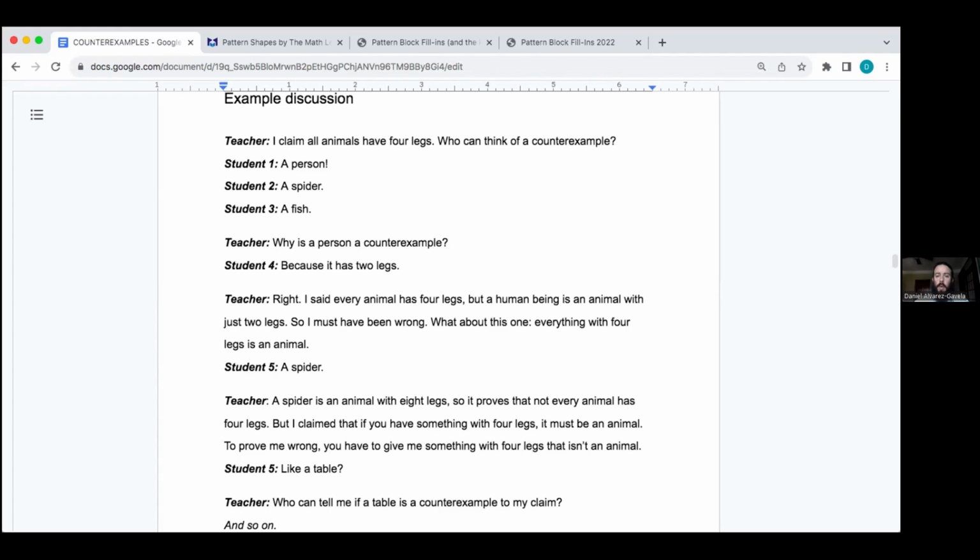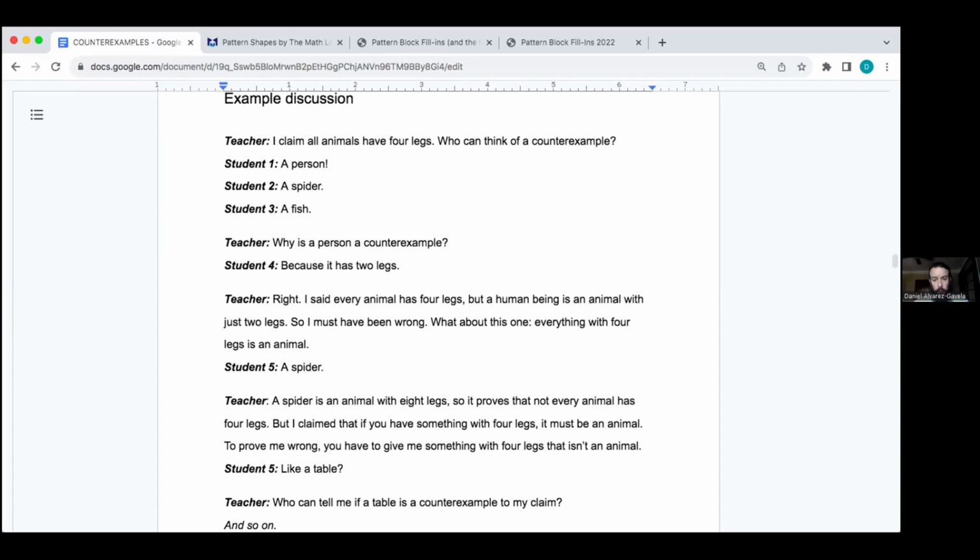And then the teacher says, right. The teacher can clarify to the rest of the group, because maybe not everyone understood it right away, why it's a counterexample. I said every animal has 4 legs, but a human being is an animal with just 2 legs, so I must have been wrong. For this activity, you can keep on going and refine the question so that the counterexample that was proposed no longer applies, thus inciting students to come up with a new one.